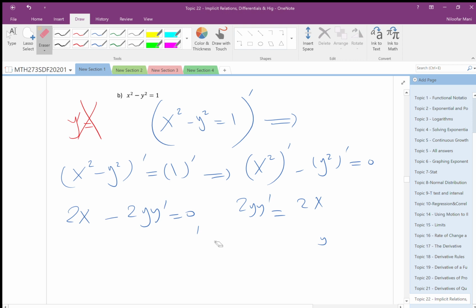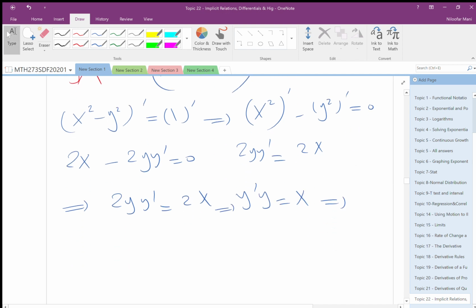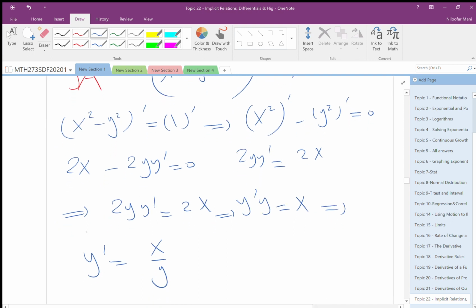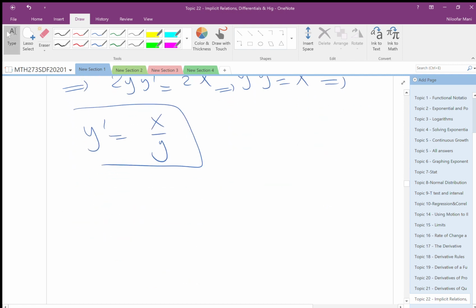So maybe I can write it here, step by step. 2y y prime equals 2x. So y y prime equals x, and y prime equals x over y. X over y is the answer. Perfect, so I'm done. Remember, y prime depends on x, depends on y, or depends on x and y together.